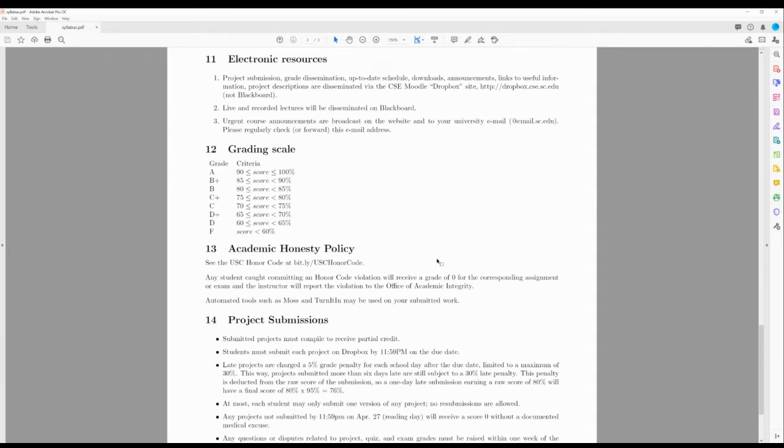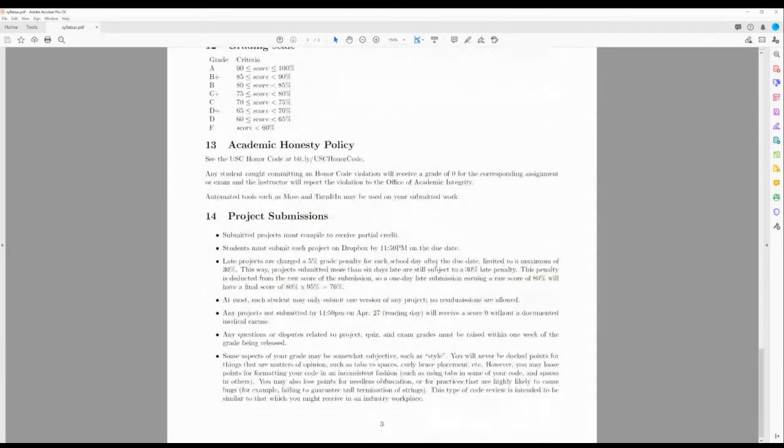Okay, section 14 describes the rules for project submissions. These are important rules because they tend to come up quite often during the semester. And as you might imagine from reading these, each of these rules was born out of a specific issue that we've had in the past. But basically, to summarize, each submission that you submit must compile to receive credit.